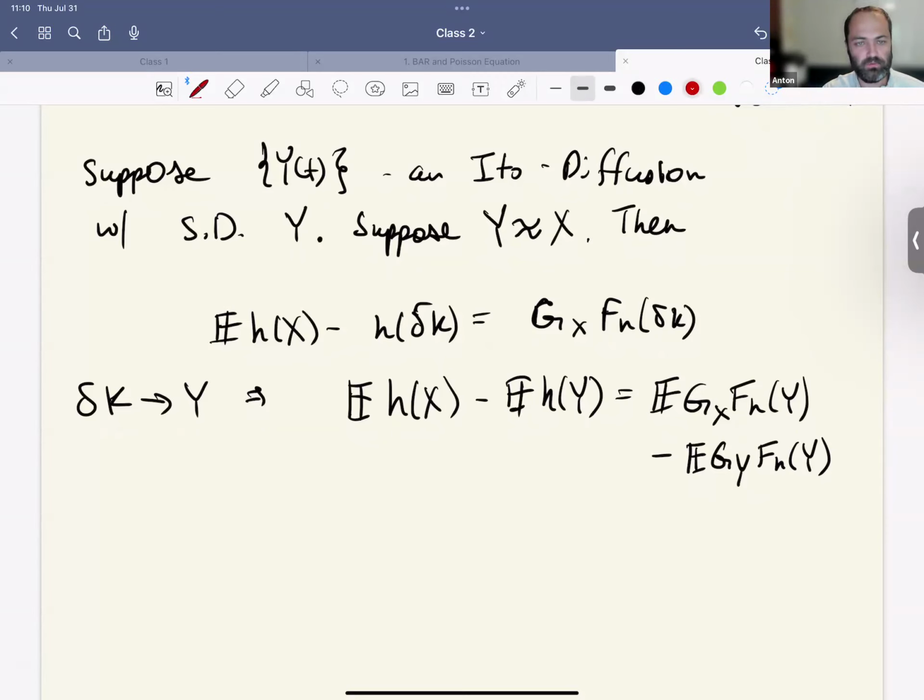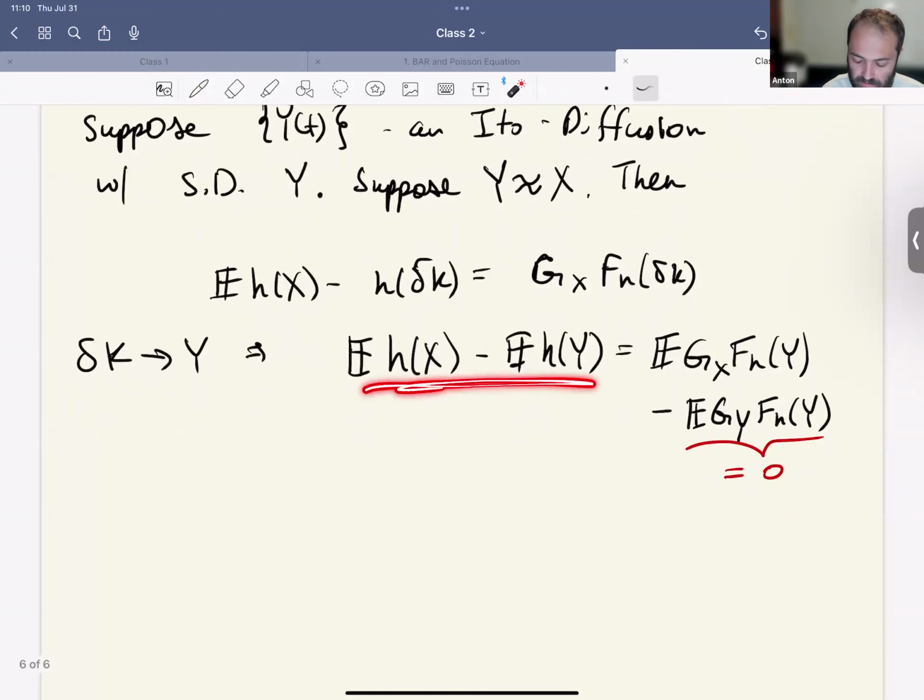This is at least an informal discussion. Why can we do that? Because this is the BAR. Well, of course, we need to verify that f is sufficiently regular for this to hold, but this is the BAR.